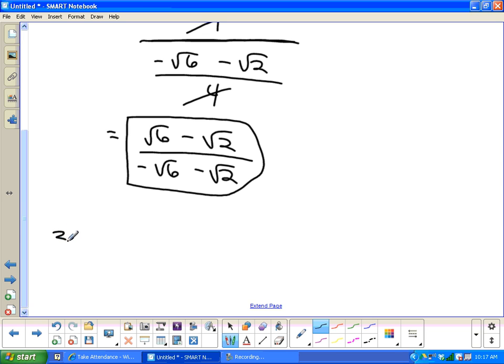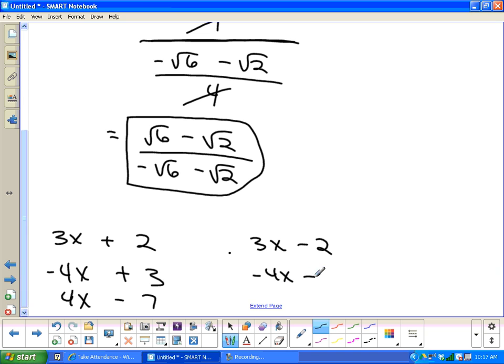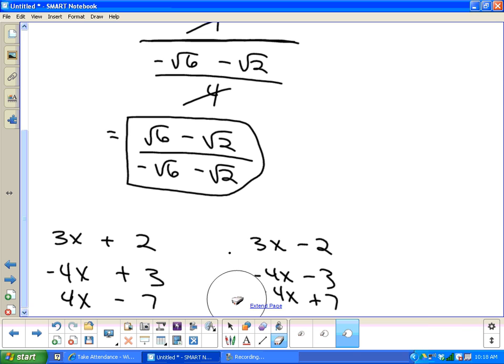Let's look at a couple of random expressions like this. Like 3x plus 2, what would be the conjugate? 3x minus 2. What changes is the middle sign to get a conjugate. So for negative 4x plus 3, the conjugate would be negative 4x minus 3. And for 4x minus 7, it would be 4x plus 7. So remember what a conjugate is now?